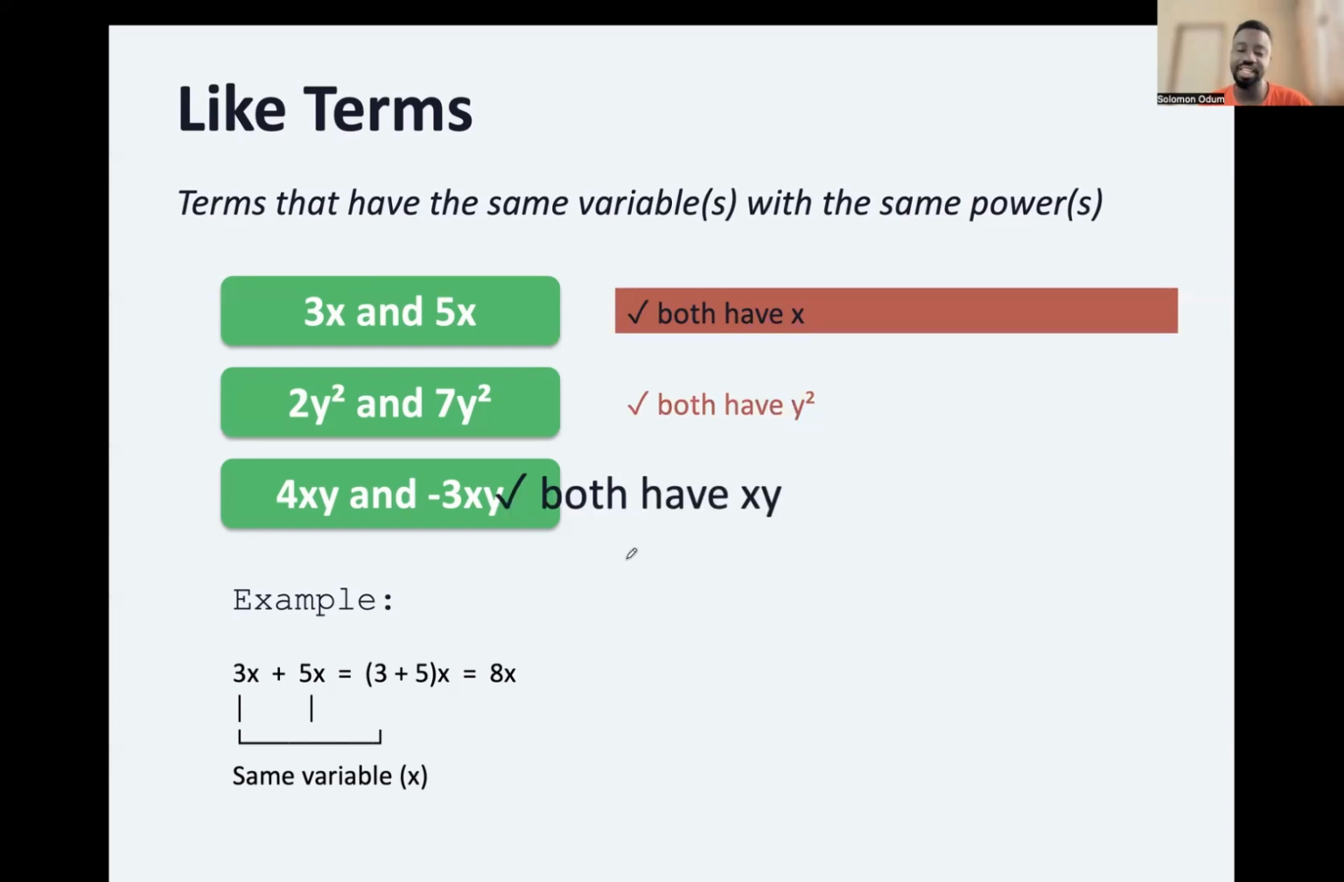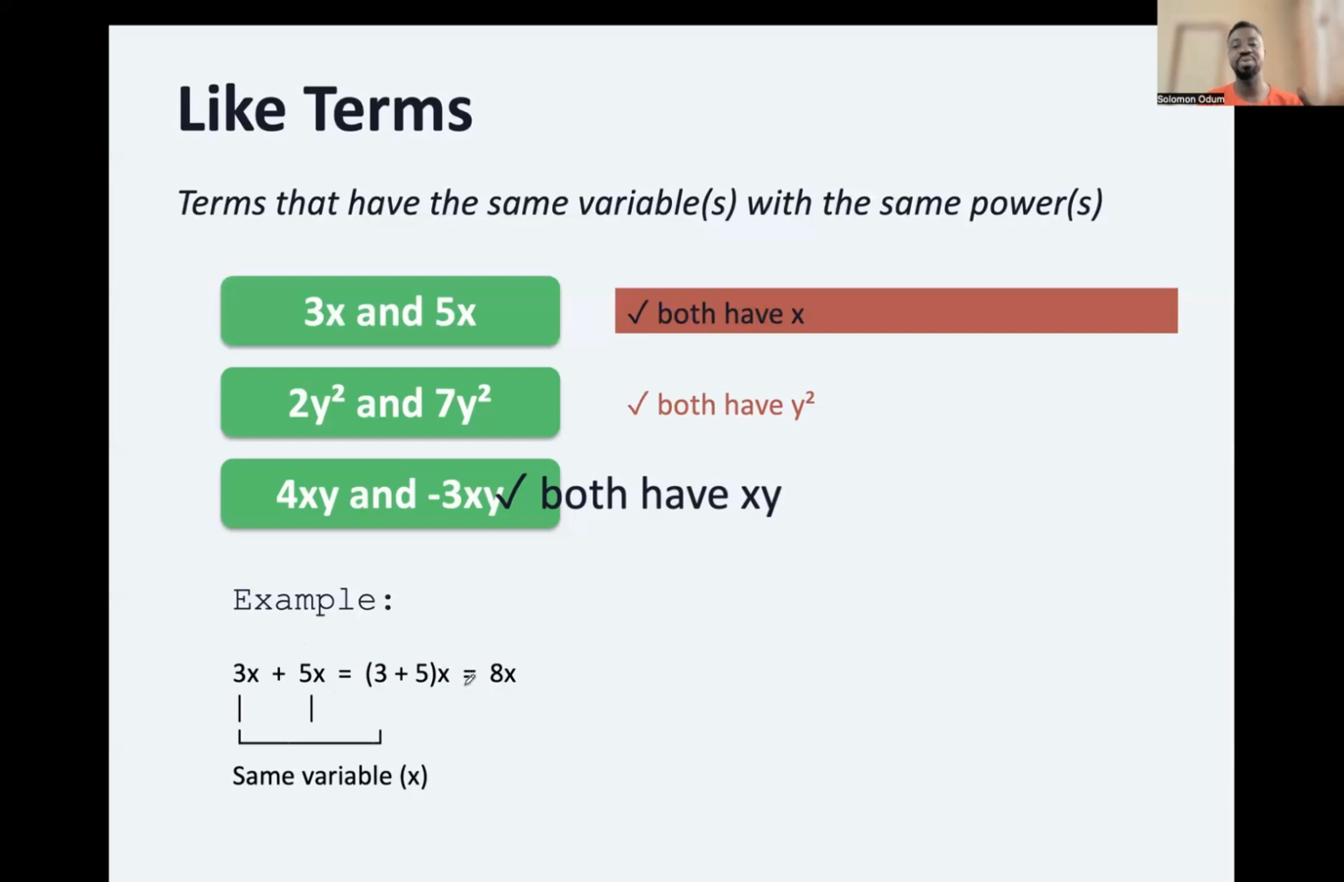For addition and subtraction of algebraic expressions, if they are like terms we can add or subtract them. For example, 3x plus 5x. They are like terms with the same variable x. We add the coefficients, 3 and 5. 3 plus 5 is 8, then you take the x, so you have 8x. That is how to add them.